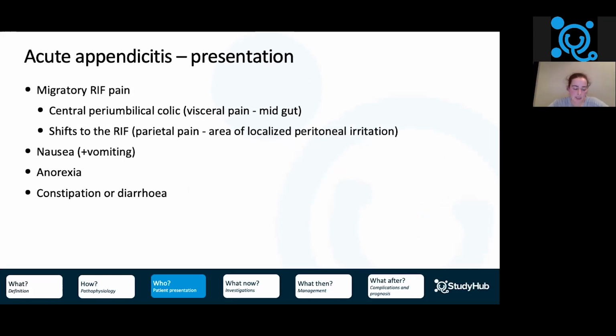In terms of the presentation, the classical presentation is this migratory right iliac fossa pain, which starts with a central periumbilical colicky pain and then shifts to the right iliac fossa. Patients are nauseous, they sometimes have vomiting, and they also have anorexia. And occasionally patients will complain of constipation or diarrhea as well, but it's not usually a key feature.